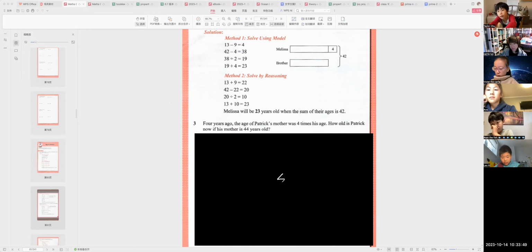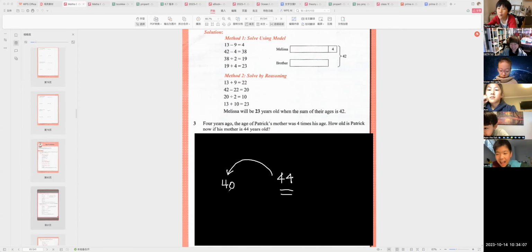好了，I know. 他妈妈现在是44岁，对不对？好，老师问你们，4年以前他妈妈是几岁？Taylor，4. 4年以前他妈妈就4岁了，我要哭了。他妈现在44岁，4年以前只有4岁了。Oh my God. So 40 years old, right?